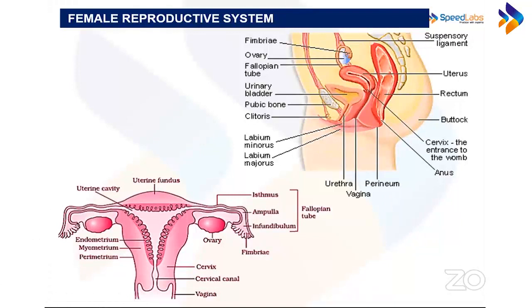What can you see? We can see the female reproductive system. There is this side view which is shown, and then the front view of the female reproductive system is shown. All right. So these are the two ways in which they have been shown. So we are going to discuss this view of the female reproductive system.